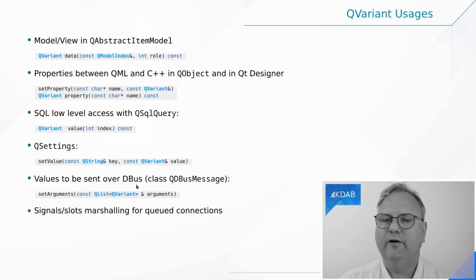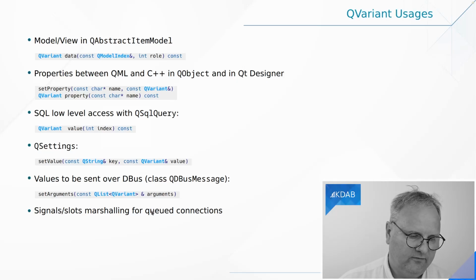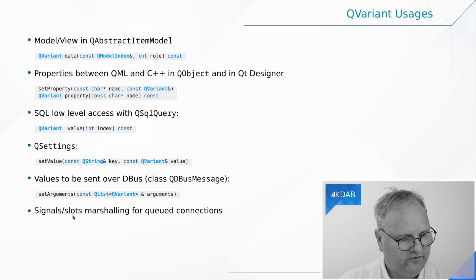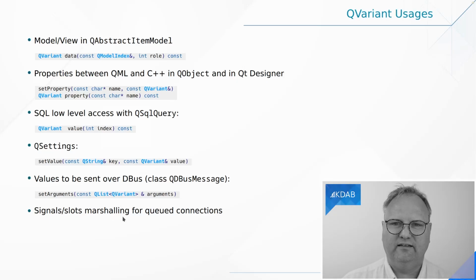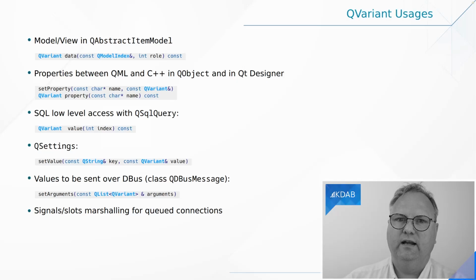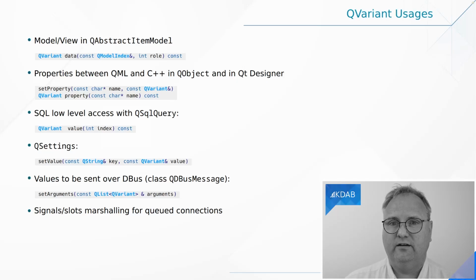DBus, that's a way of doing inter-process communication. There we have QVariants again. Signal slot marshalling, as we saw before. You need to take that data and put it down into something that can go to a slot on another thread. How do you get that stuff packed down? Again, the QVariant. And that's it for this episode of Programming with Qt Widgets.